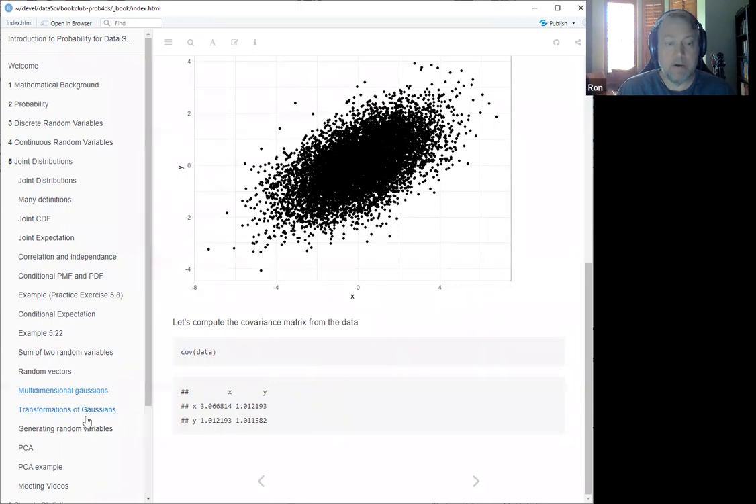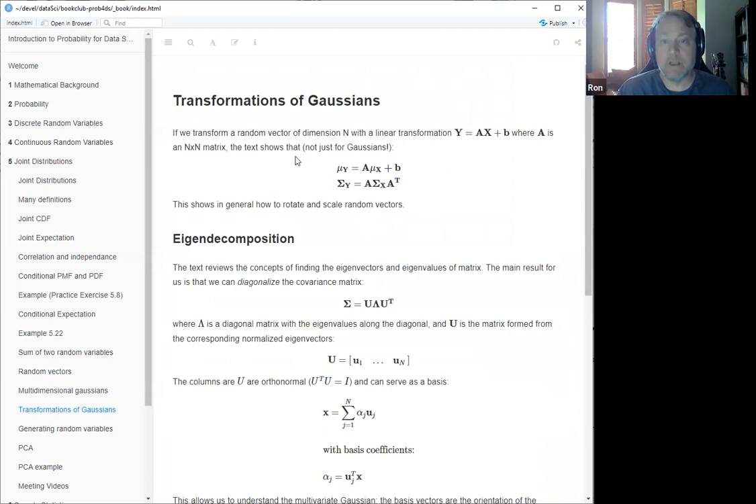Okay. Now comes some interesting parts. The first thing is this idea of transformations of Gaussians. This is actually more general than just Gaussians. If we have a random vector in n dimensions, we can perform a linear transformation of that vector, which is basically AX plus B. So Y equals AX plus B, where A is an n by n matrix and B is some offset vector. And the text shows, and this is to me a very important result, that the expectation value, or the mean, of the new variable Y is going to be the matrix A multiplied by the old mean plus this offset B. And more interesting and extremely useful is this equation right here, which says the new covariance matrix is going to be transformed by A in this way.